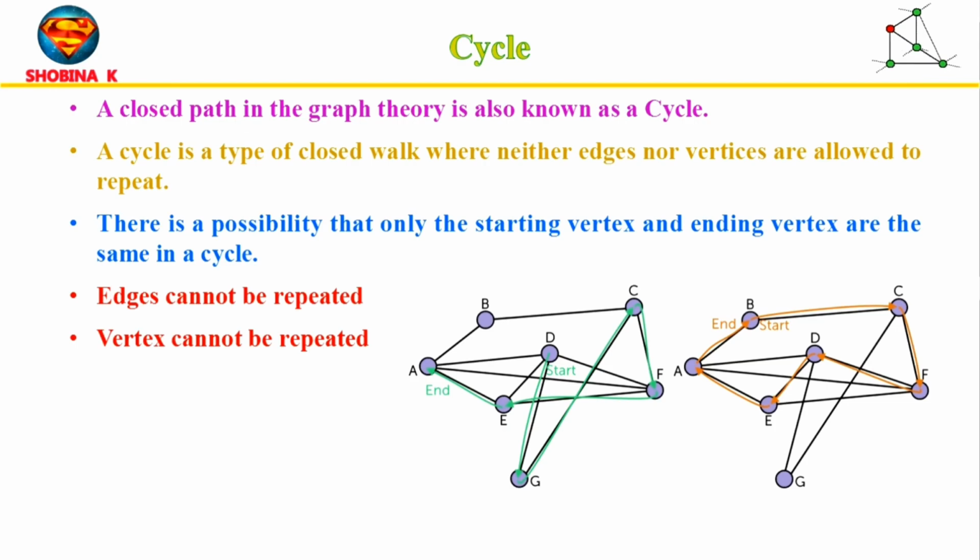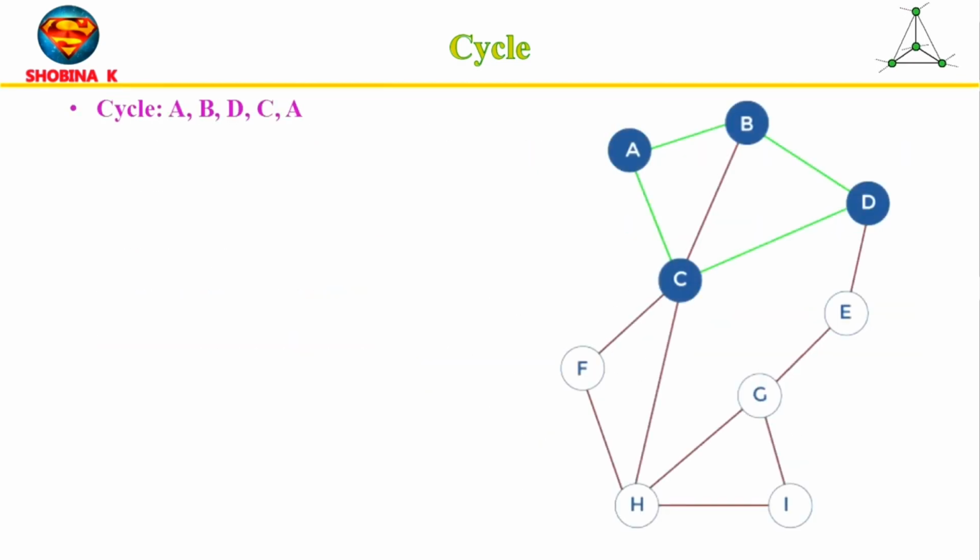In this figure, the open path on the left is D, G, C, F, E, A. And the closed path, which is also called a cycle, on the right is B, C, F, D, E, A, B. Here is an example for a cycle. Here the cycle is a closed path and the sequence is A, B, D, C, A.